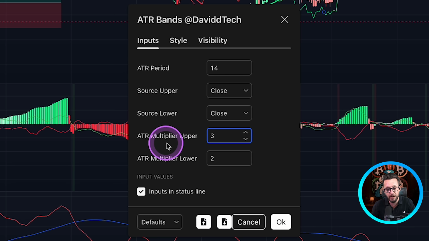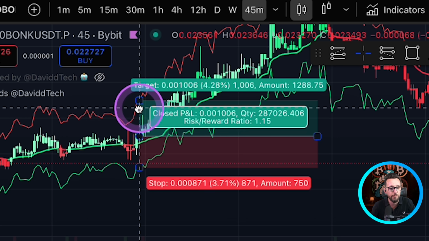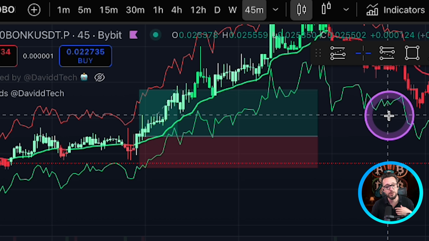I'm going to set the upper and lower bands to 3. We're going to set the stop loss just like that, and then we're going to look for a risk to reward of 1.5. Boom! And as you can see, that was an absolutely perfect entry, which if I do say so myself was absolutely perfectly cherry picked.